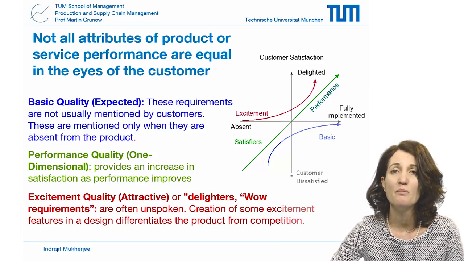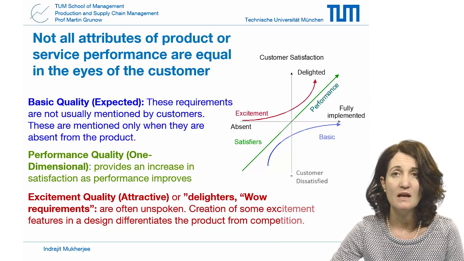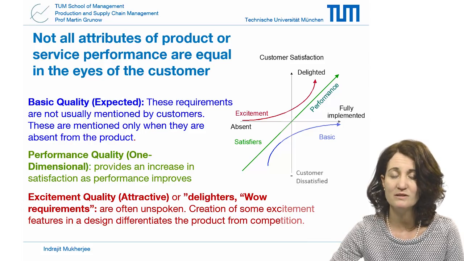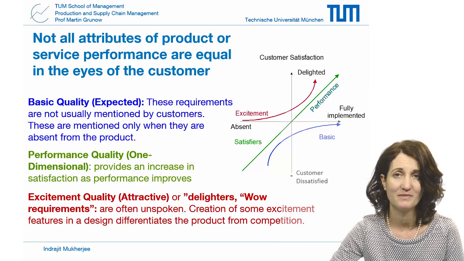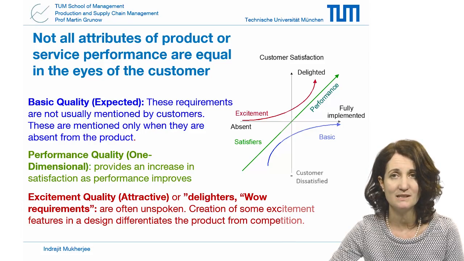For example, on a bicycle, what do you expect? Some wheels, a frame, brakes, for example. And here the blue line indicates that there's no increase in satisfaction as these basic features are implemented. But if they're absent, no wheels, you're not going to be happy with your bike. The performance or one-dimensional quality in green provides an increase in satisfaction as the performance increases.